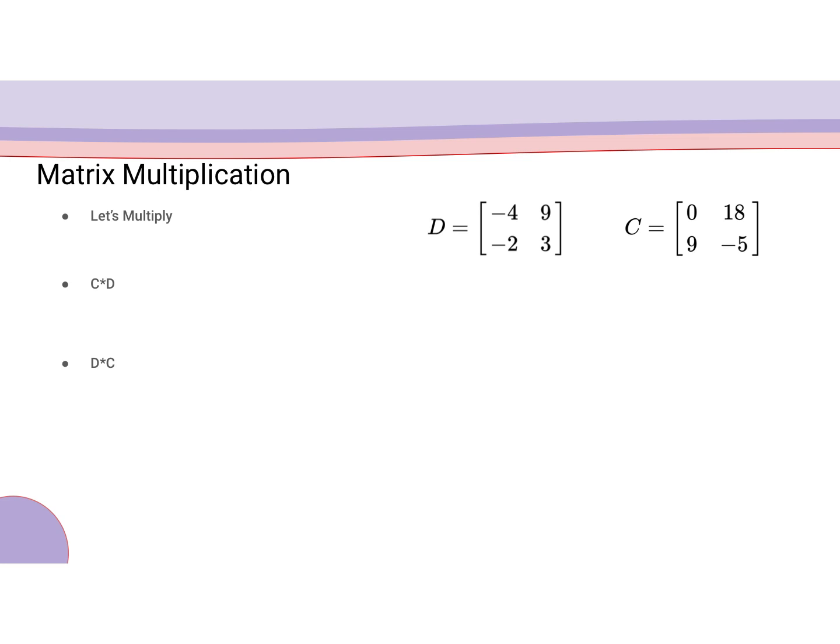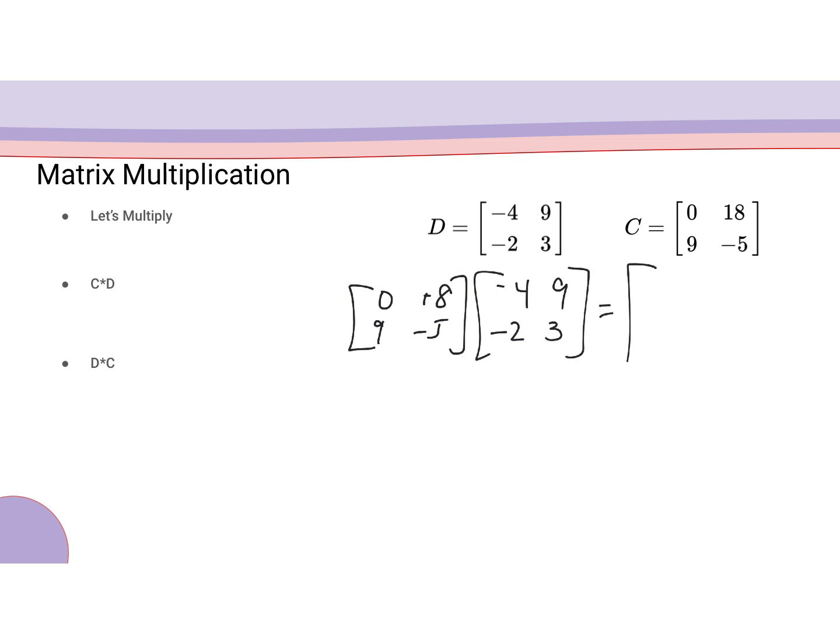Okay, so why don't we try 2 more? I'll go a little bit faster. So C times D, hopefully there's more zeros involved. Just the one. Yeah, that's okay. So I'm going to do C times D. I'm going to do it again with some colors. 0 and 18 times here.